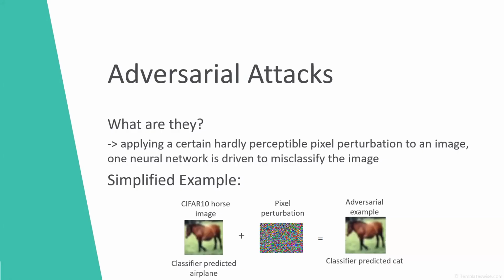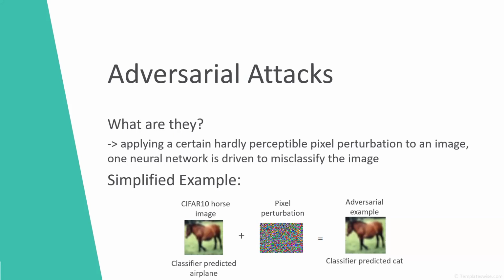What is an adversarial attack? Applying a certain hardly perceptible pixel perturbation to an image, the neural network is driven to misclassify the image. So basically, it is an attack that aims at fooling machine learning classifiers to misclassify an image in question.